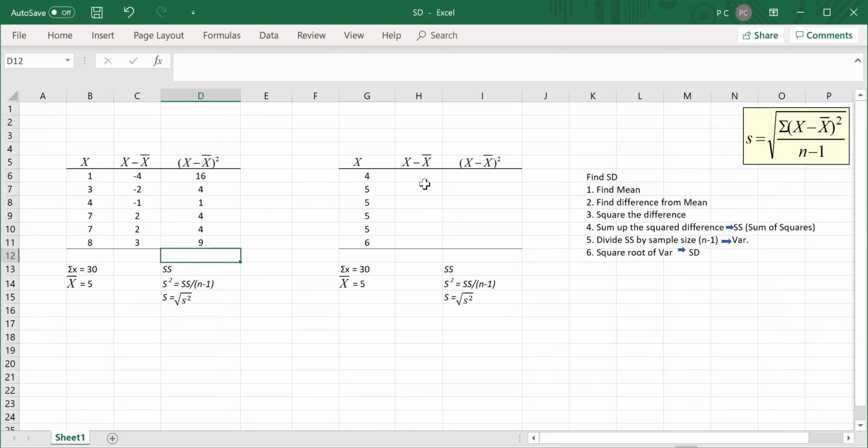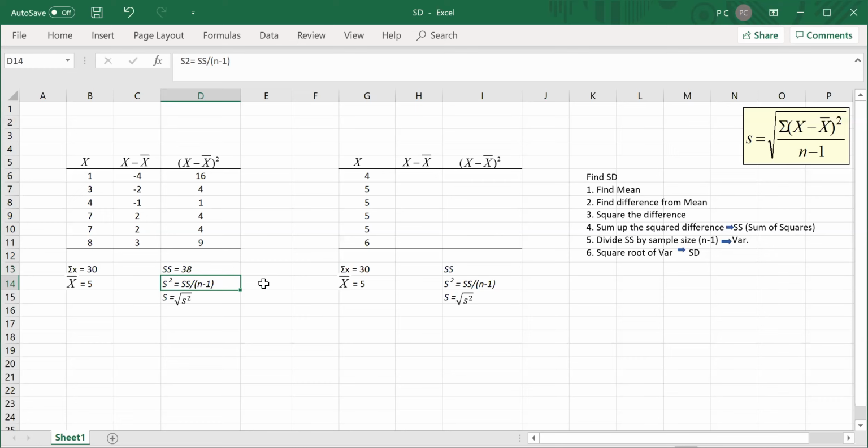Once I have this squared difference, I will sum up the squared differences. And what I get is another statistic called the sum of squares. So it's the sum of squared differences. Here, if I do the summation, I will get 38. So that's the total amount of squared difference in my data set.